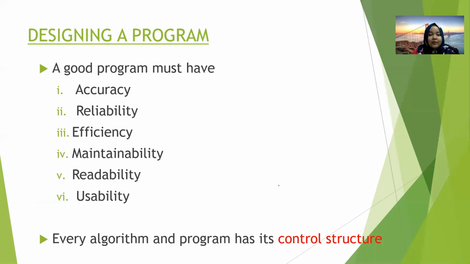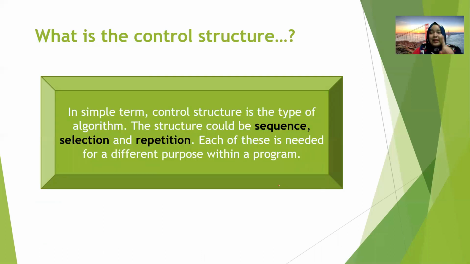Every algorithm and program has its control structure. So now, I want to introduce you the 3 types of the control structure. What does it mean about the control structure? In a simple term, control structure is the type of algorithm. Algorithm tu tadi apa guys? Algorithm adalah step by step to solve the problem.